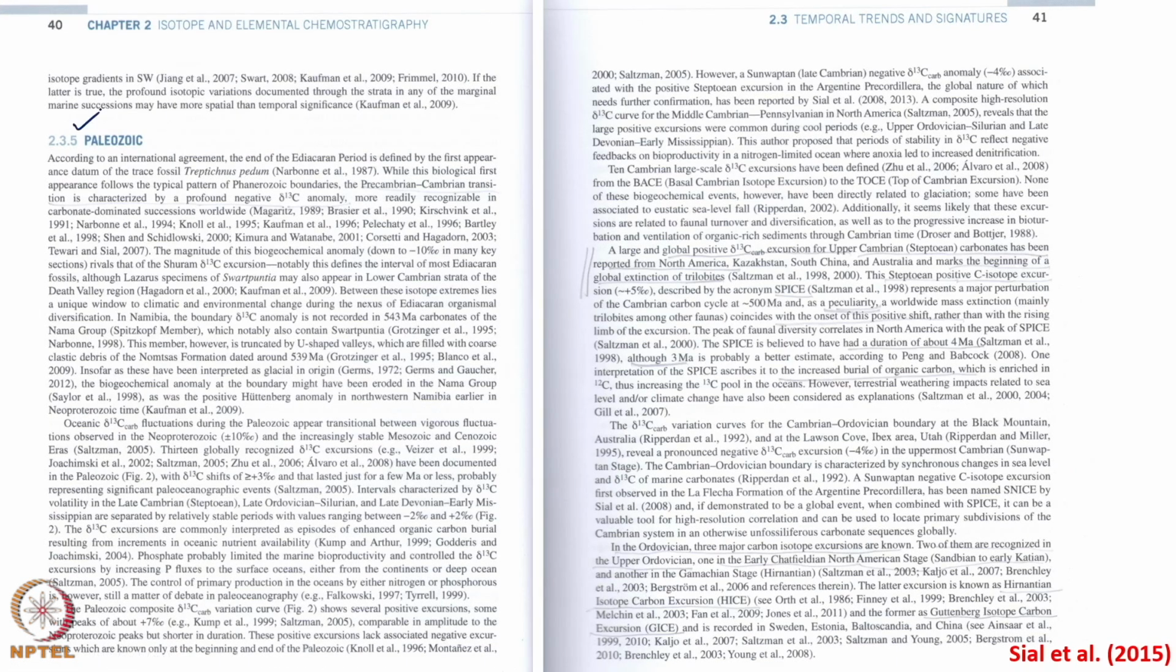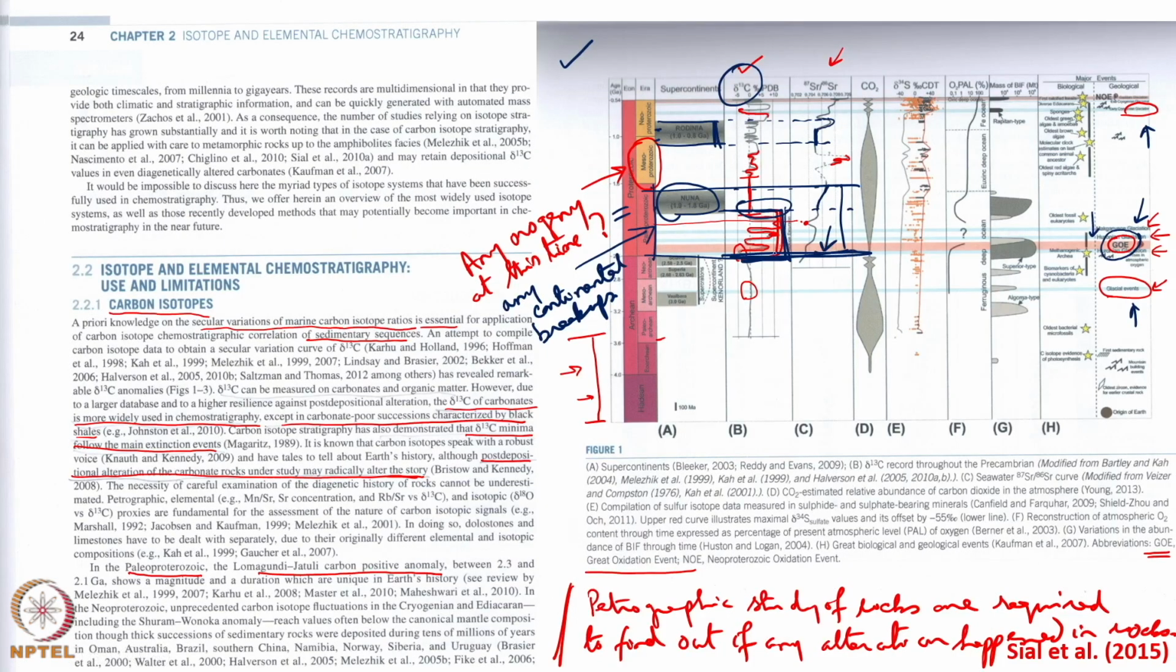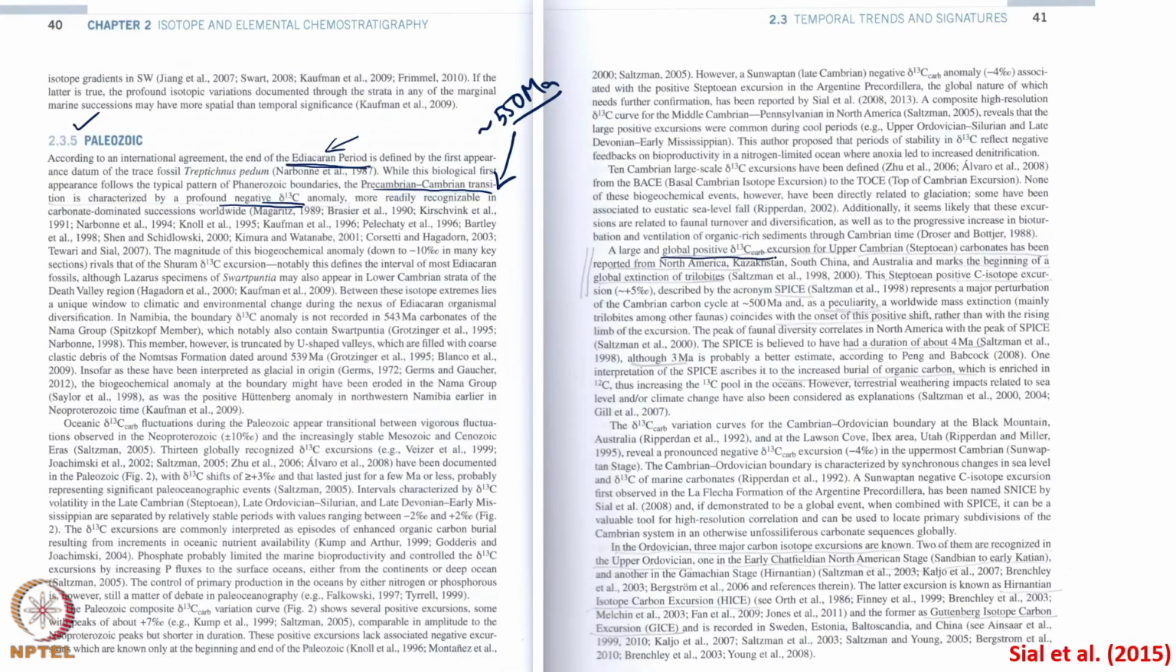Let us look at the Paleozoic world. We now believe unequivocally that the Ediacara developed in the Paleozoic. So, the Paleozoic's beginning can be called the Ediacaran period, and the Precambrian-Cambrian transition is characterized by a profound negative delta 13C. The Precambrian-Cambrian transition happened around 550 million years back, where the delta 13C fell significantly. Here is the delta 13C curve, and upward is the Cambrian. A large and global positive delta 13C excursion for the upper Cambrian carbonates has been reported from several continents.